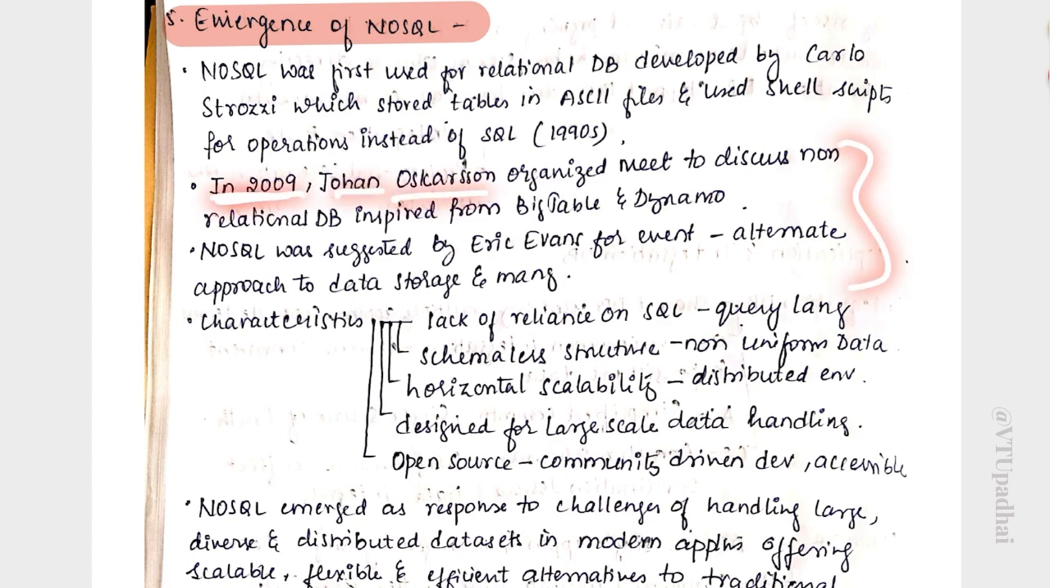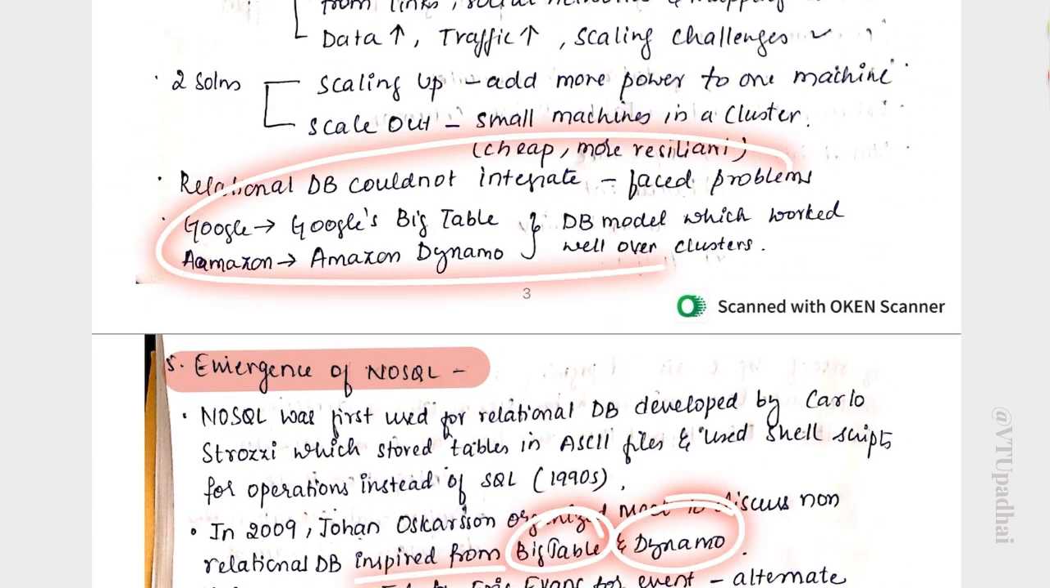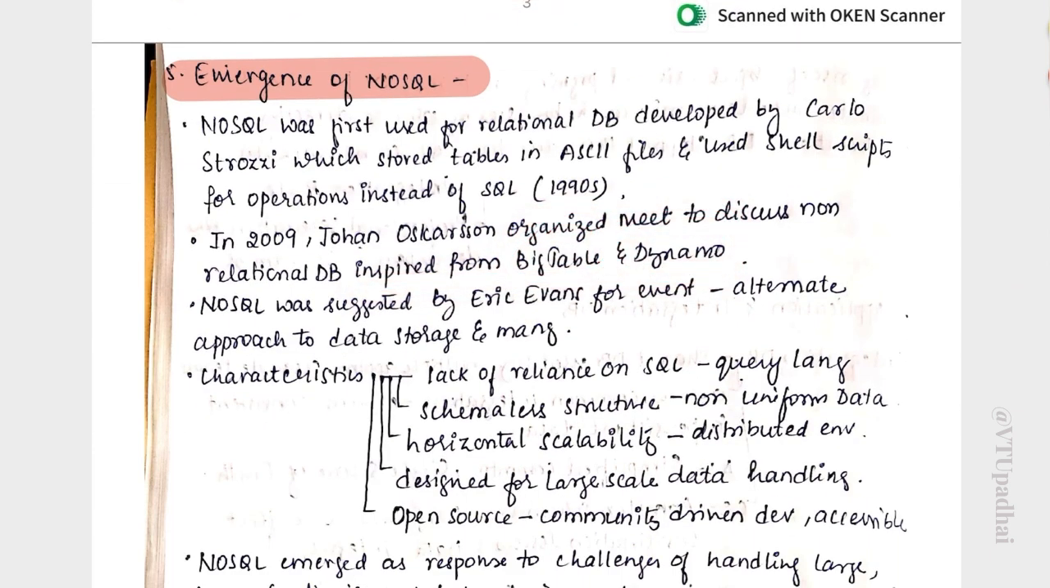So John Oscarson organized a meetup to discuss non-relational databases, which was inspired by Big Table and Dynamo. We have discussed Big Table and Dynamo here. So this meetup was about non-relational databases, and the inspiration was taken from Big Table and Dynamo. This is where the term NoSQL was suggested by Eric Evans for the event. It was not to oppose SQL entirely, but to highlight the alternative approaches to data storage and management. So further, it got its name as NoSQL only.